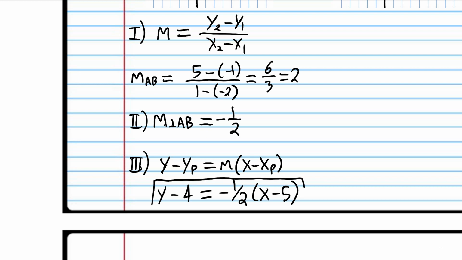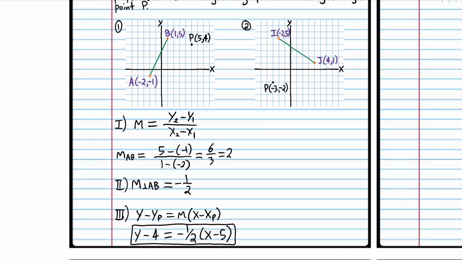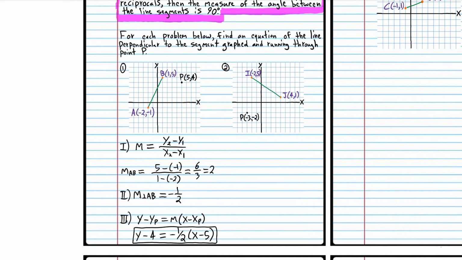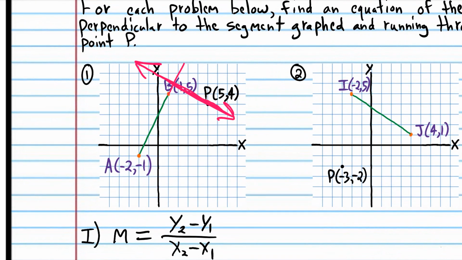And that is the answer to that particular problem. So what we did, again, just to be clear here, we found the equation of a line going through point P that is perpendicular to the segment AB. And what that means is if you extend this segment out, the angle between them would be 90 degrees. That's what perpendicular means. That's the definition of perpendicular.